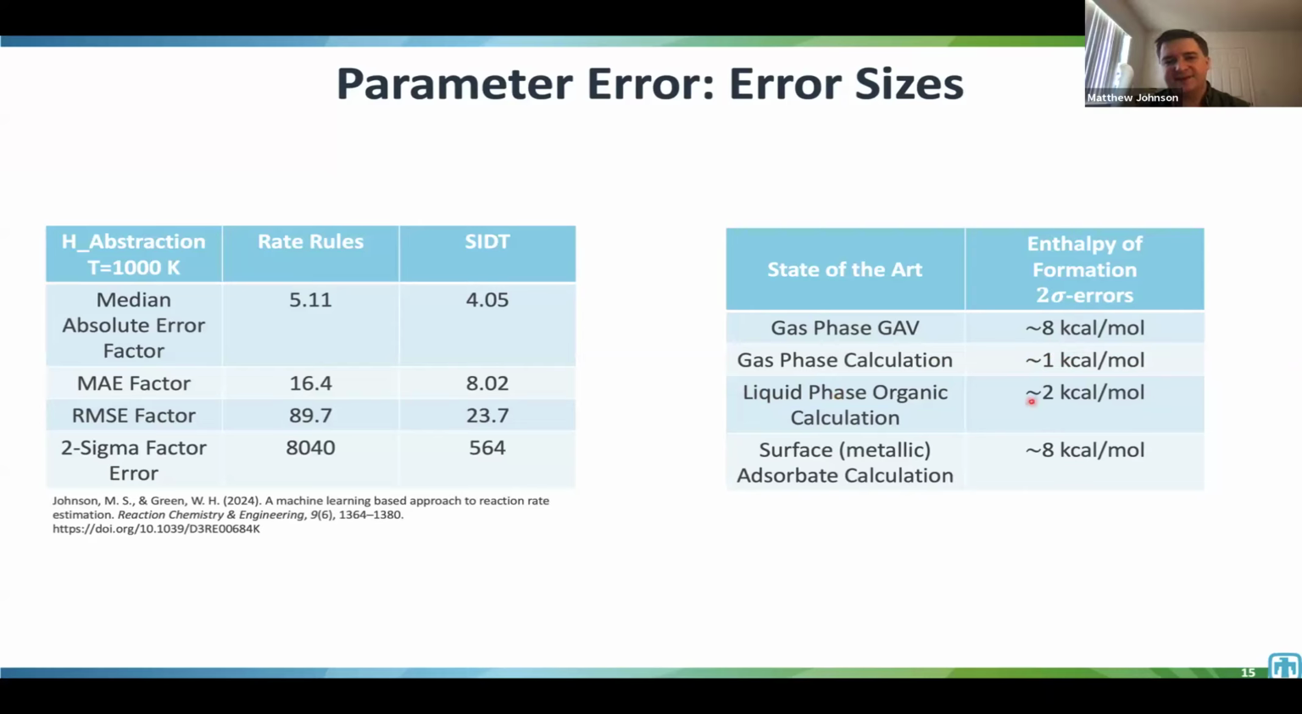In liquid phase, you're going to do a little bit worse due to handling solvation. But on the surface, as I'll talk about a little bit in a later lecture, things are a lot tougher. You have a lot higher errors on these surfaces, and this process becomes a lot more challenging.